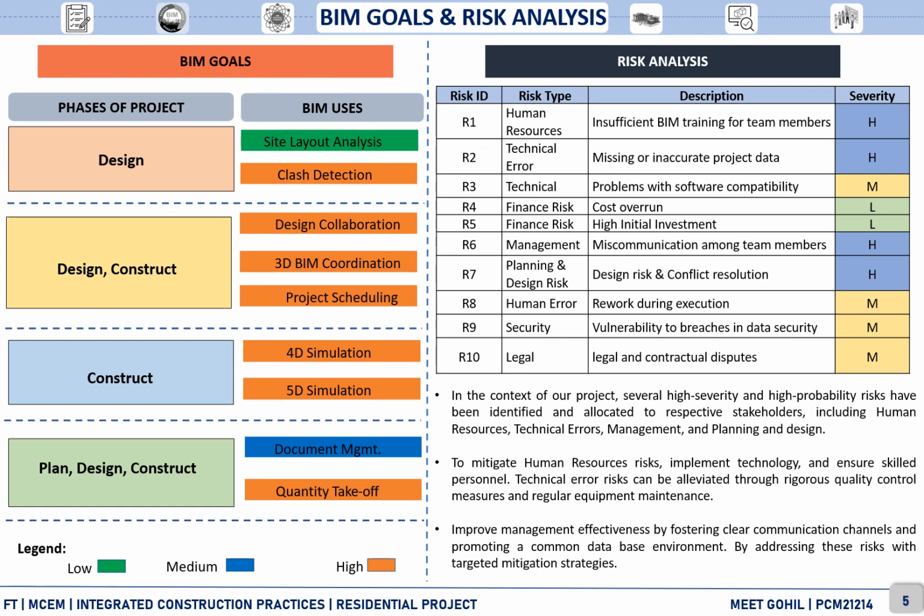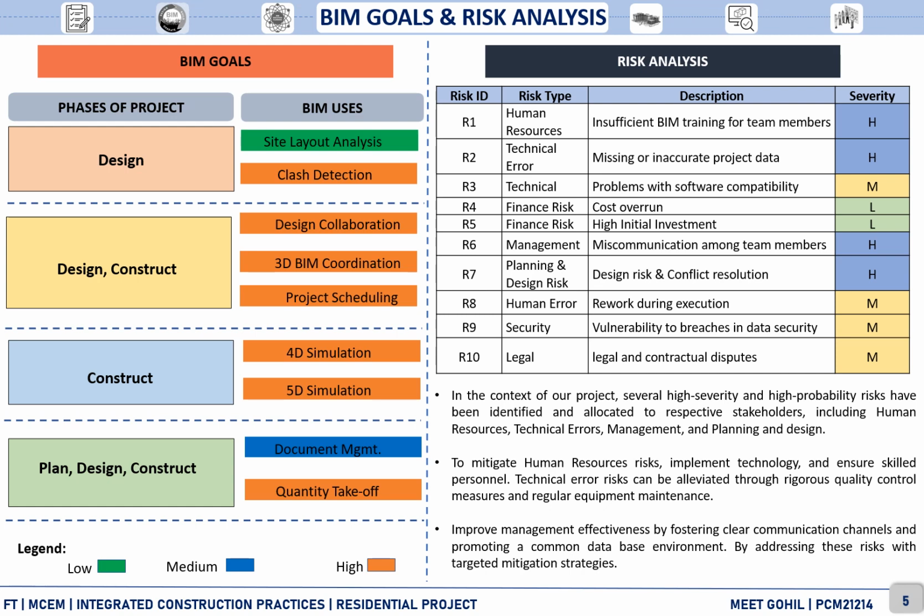BIM goals and risk analysis. Talking about the BIM goals, we have distributed the project into three major phases, namely planning, design, and construction phase. We have distributed the BIM uses throughout these three different phases with respect to their uses, and we have also shown their importance and the impact on the project through color coding, as you can see below in the slide.